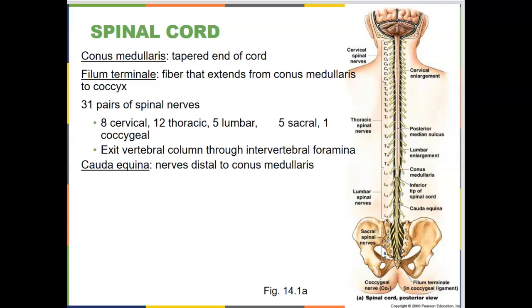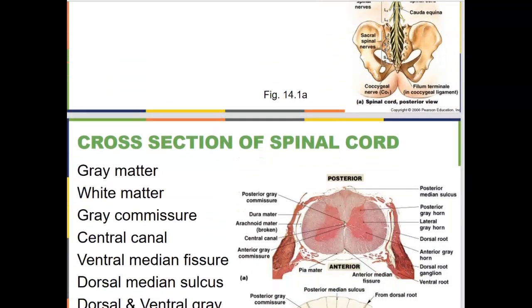There are 31 pairs of spinal nerves: 8 cervical, 12 thoracic, 5 lumbar. Oh, haven't we seen numbers kind of like this before? 5 sacral, 1 coccygeal. Sorry, I didn't roll over there. They all exit the vertebral column through those intervertebral foramina. I always called them foramina, but I had a British anatomy teacher. And then again, the cauda equina is the horse tail that sends nerves out beyond the conus medullaris.